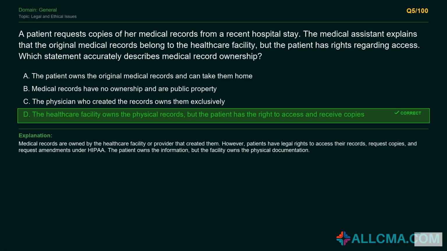Medical records are owned by the healthcare facility or provider that created them. However, patients have legal rights to access their records, request copies, and request amendments under HIPAA. The patient owns the information, but the facility owns the physical documentation.